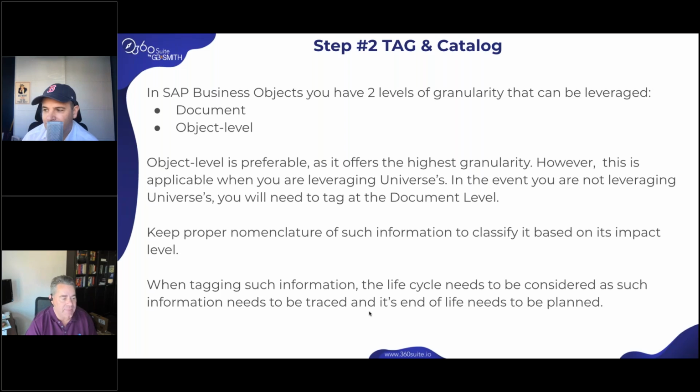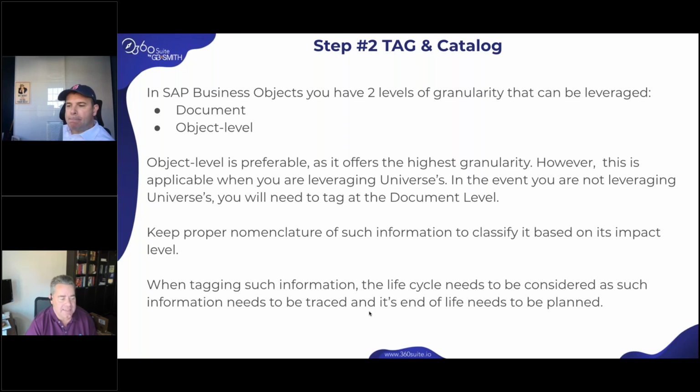It's also important to keep proper nomenclature of the information, to classify it based on its impact level, right? Is it sensitive? Is it extremely sensitive? Is it identifiable information? And again, this goes back to our previous step. You really need to work with the business to determine that level of information. Some of it might be obvious, like social security number, but there may be other elements where you need to lean on the business to define that level.